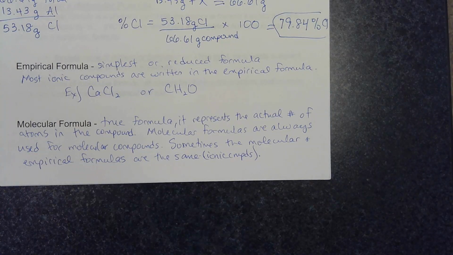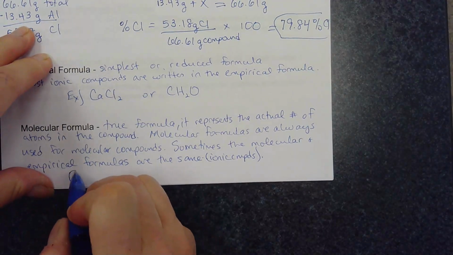So if you look, for instance, calcium chloride, CaCl2, is that the empirical formula? Is that the simplest formula? Yes. Is that also the true formula for calcium chloride? Yeah, that is the true formula for calcium chloride, so it's also the molecular formula. In molecular compounds, though, many times the molecular formula and empirical formula are different. So here's an example of that.